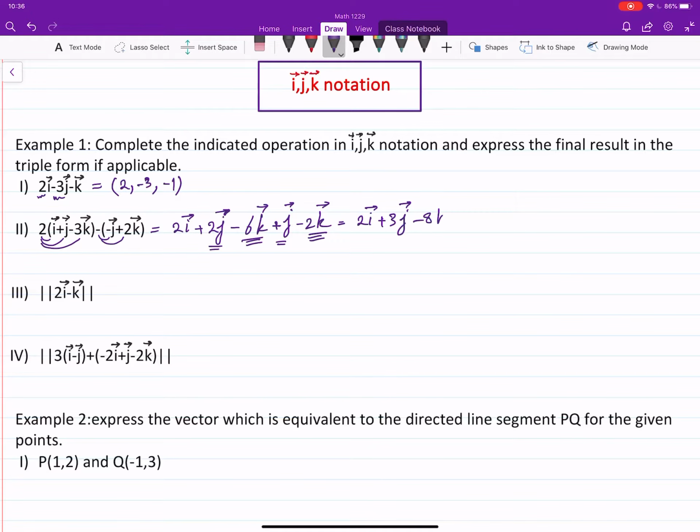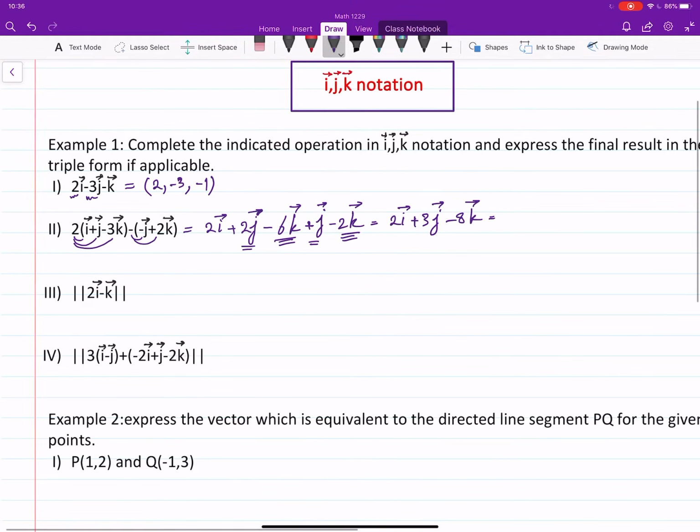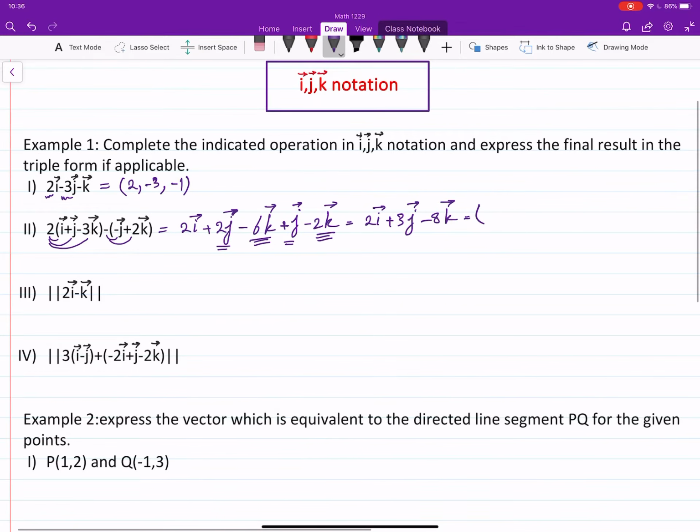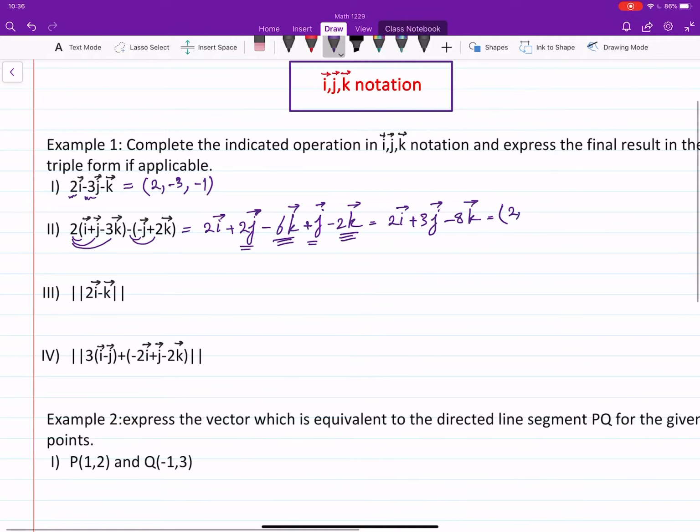negative 8K. When you write the expression as a linear combination of I, J, and K, then pick the coefficient of I. That's the first coordinate. The coefficient of J is the second component, and the coefficient of K is the third component.